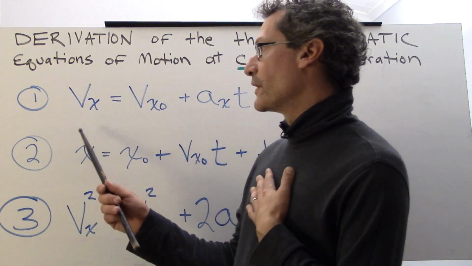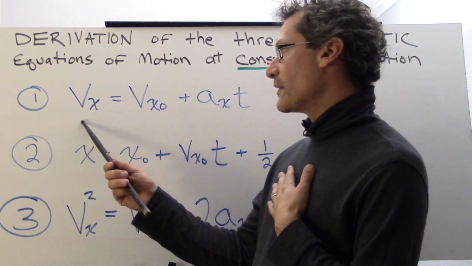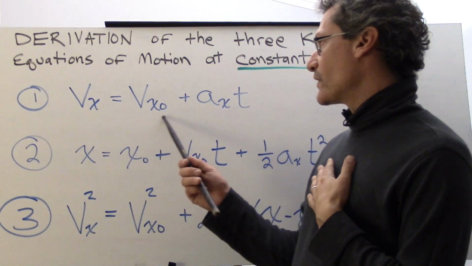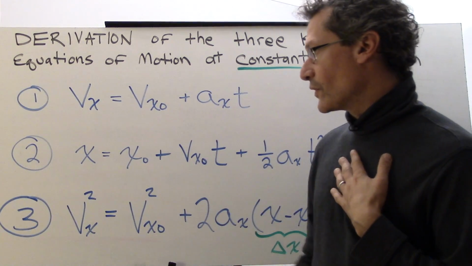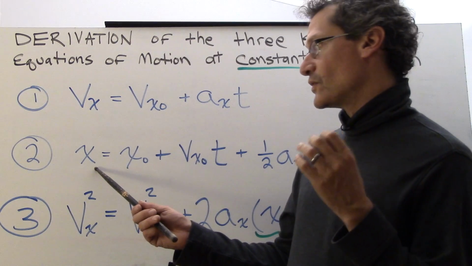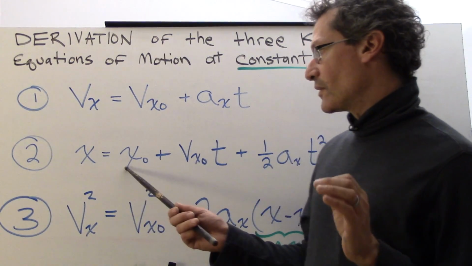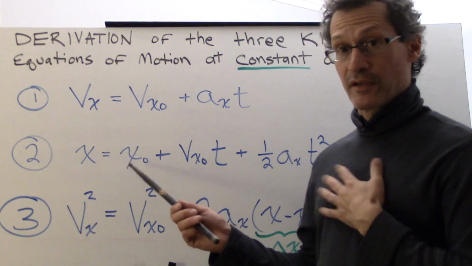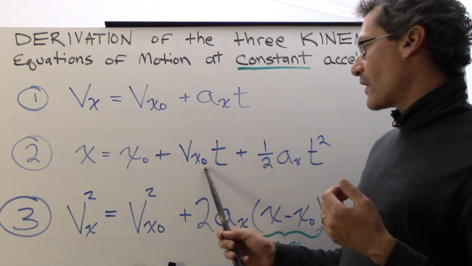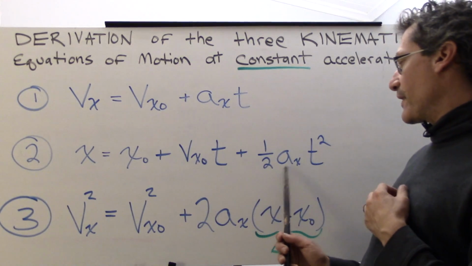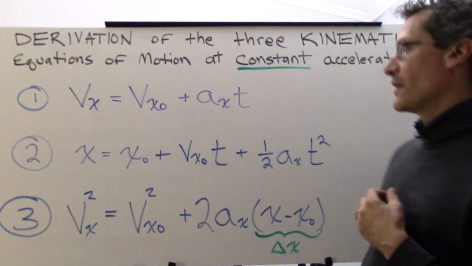So what we have here is Vx equals Vx naught plus Axt. That's equation number one. Number two, X, which is the position, equals X naught, the initial position, plus Vx naught times t plus 1/2 ax t squared.